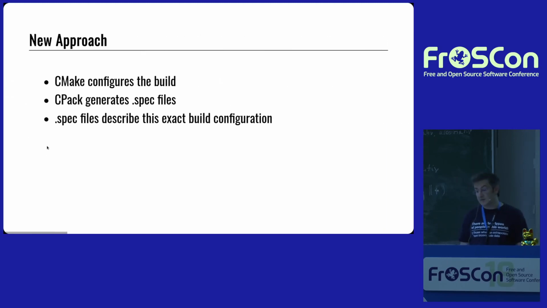And then we switched to using CPack, and that worked in the opposite direction. First, we run CMake. CMake configures the build. CPack has all the information that CMake collected, and then it generates a spec file that corresponds exactly to this build, to exactly this build configuration. So spec files are always correct, and they don't need to be maintained because they're generated every time, and they exactly match the build, exactly match whatever Linux distribution we are building on.